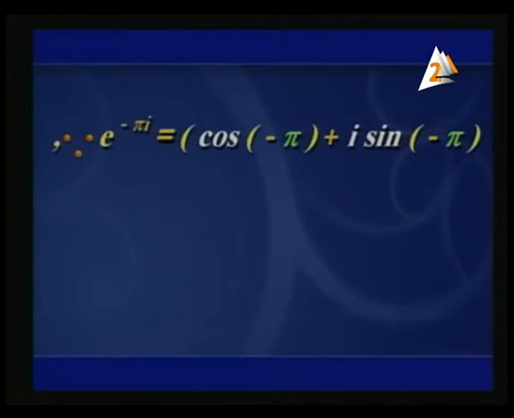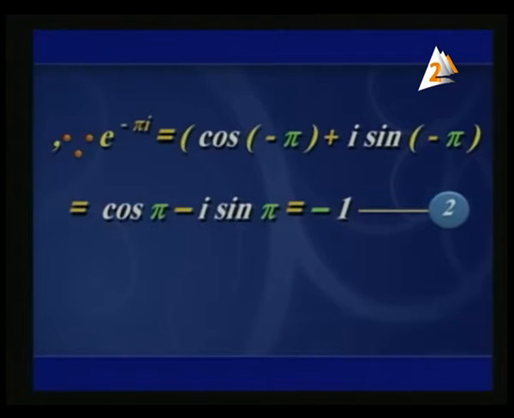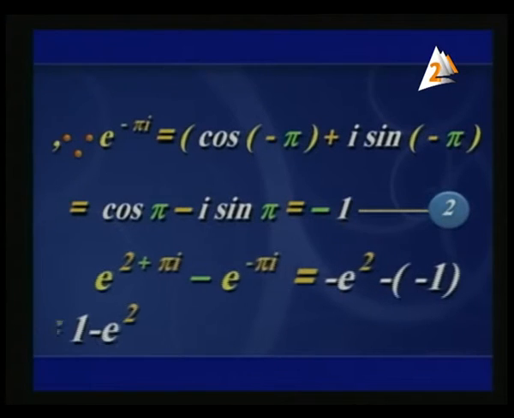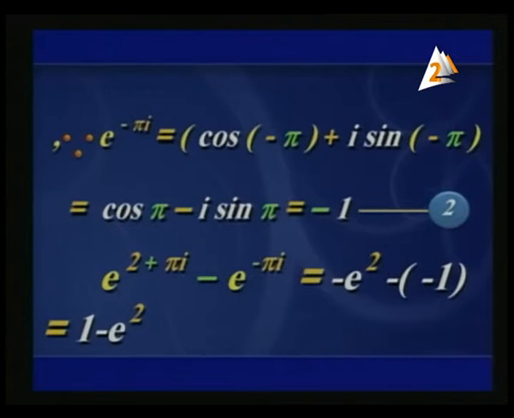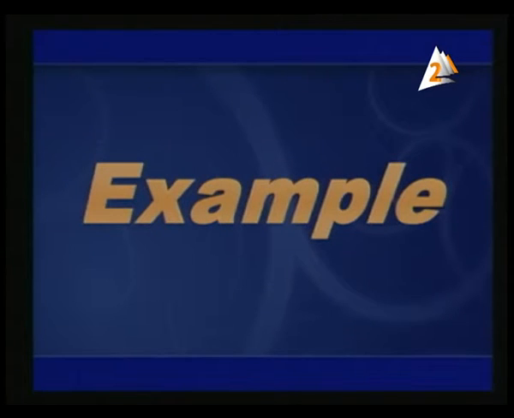And since e power negative pi i equals cosine negative pi plus i sine negative pi equals cosine pi minus i sine pi equals negative 1, and this is equation number 2. Subtract 1 and 2, therefore e power 2 plus pi i minus e power negative pi i equals negative e squared minus negative 1 equals 1 minus e squared. Now, dear students, let's go to another example.